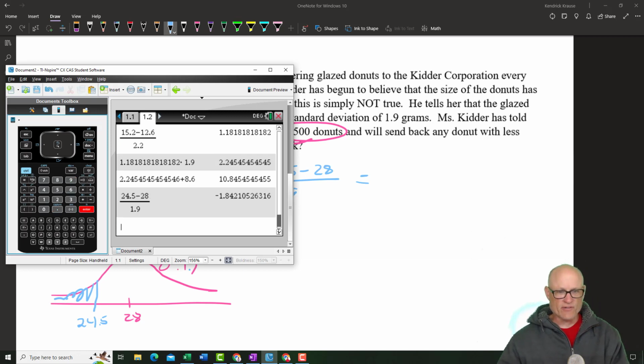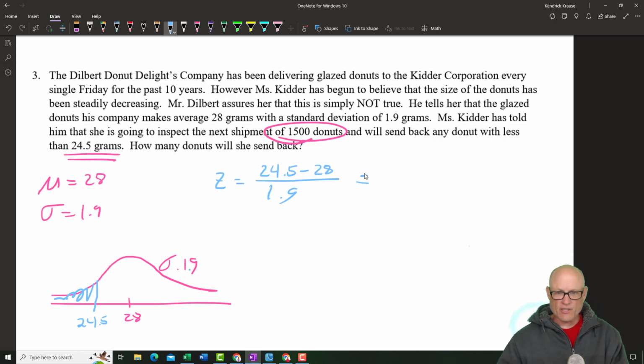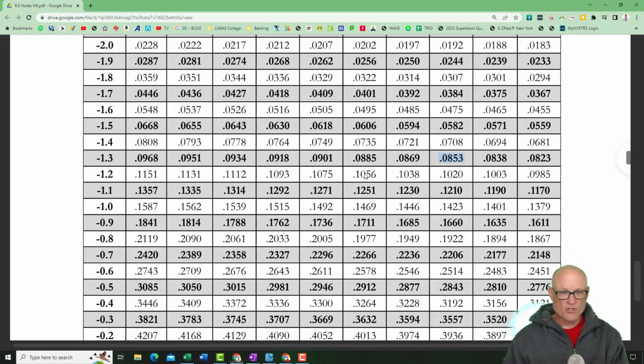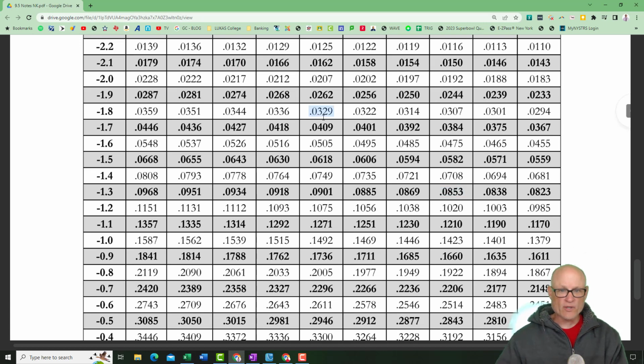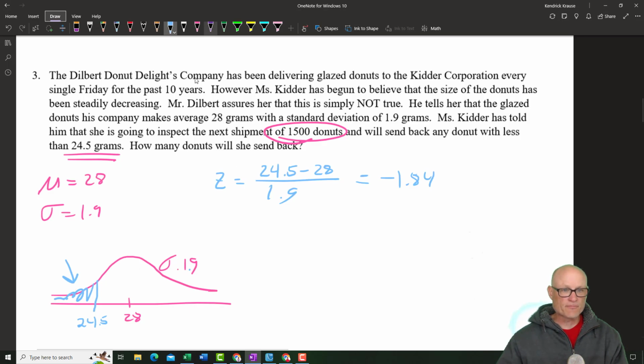So we get a z-score of negative 1.84. So I'm like, all right. Let's go look that up. That's going to give us a percentage down here. 1.84. 0.0329, that's what I want, so I'm going to keep that.